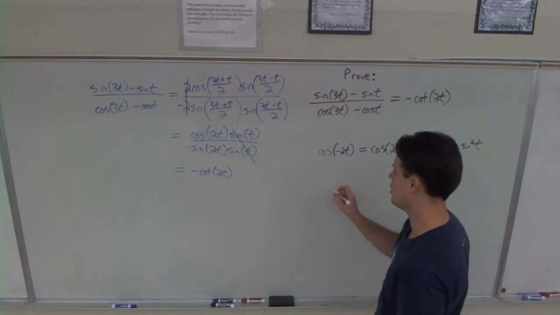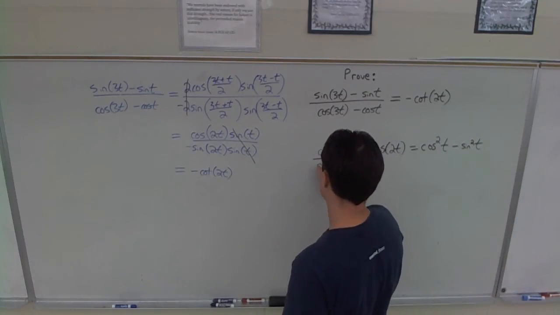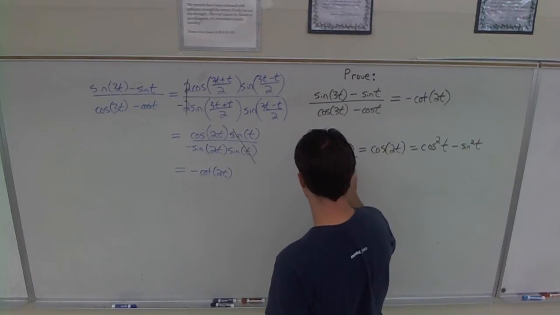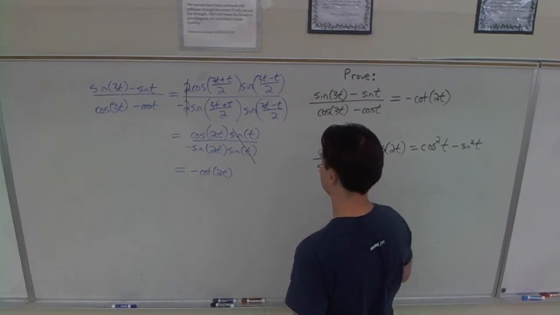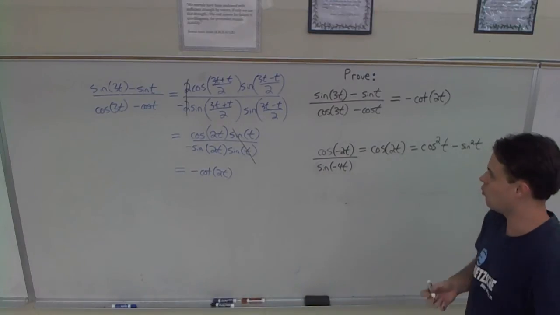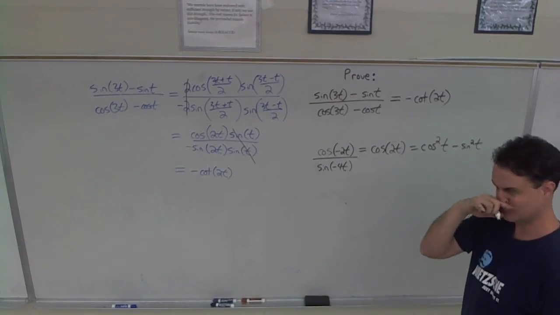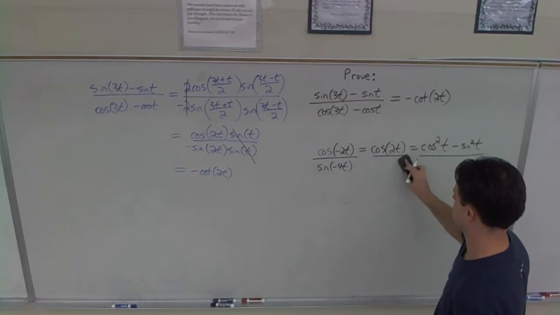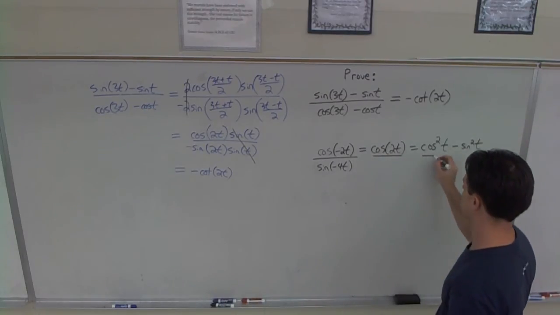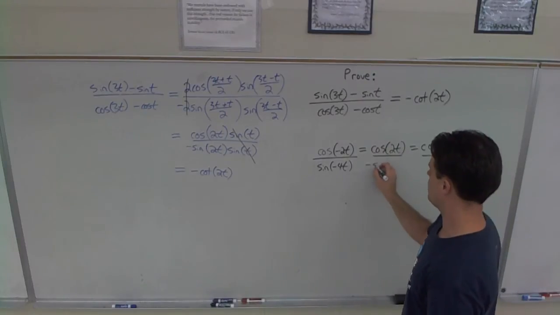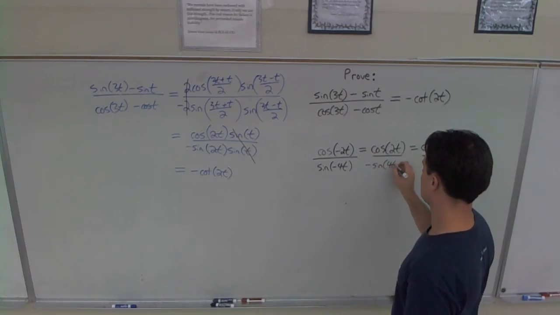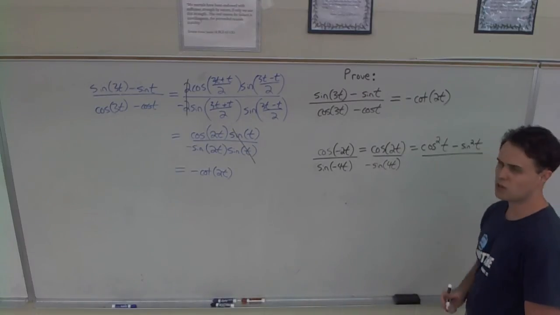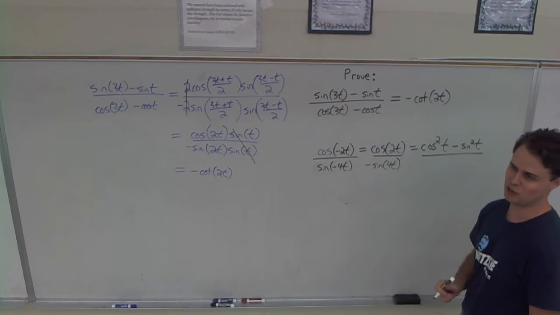If you had something like the sine of negative 4t on the bottom, what could you change that into? Negative sine of 4t, because for sine, negative angles come out. And then sine of 4t, you could do more stuff with that.